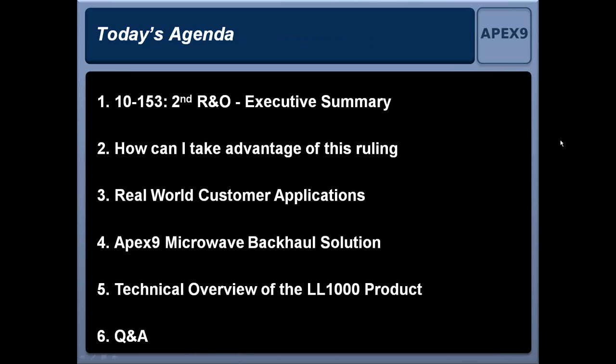So today's agenda is fairly straightforward. We're going to talk about first providing an executive summary of the second report and order from 10-153. Secondly, we're going to talk about ways customers, operators like yourself, can take advantage of this new and updated ruling. Then we're going to dive into some real-world customer applications, which definitely goes in with number 2, how customers can take advantage. And then just for people who may not be as familiar with microwave backhaul, we're going to talk about our Apex 9 microwave backhaul solution and how it applies given the updated Part 101 rules that have been released recently.